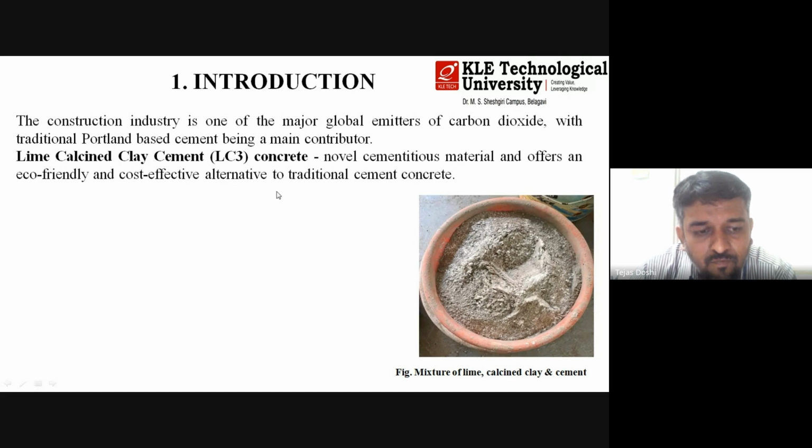This innovative blend significantly reduces the environmental footprint associated with traditional Portland cement production. Therefore, LC3 is a low carbon option.